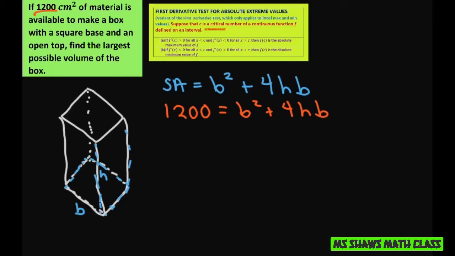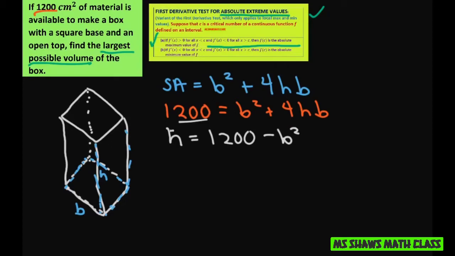Now let's solve for H so we can do our first derivative test to find the maximum possible volume. So we're looking at this one to do the absolute extreme values. Now to solve for H, we're just going to do H equals 1200 minus B squared, and then divide by 4B.